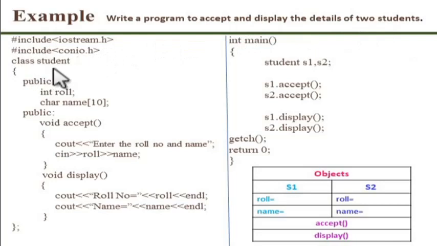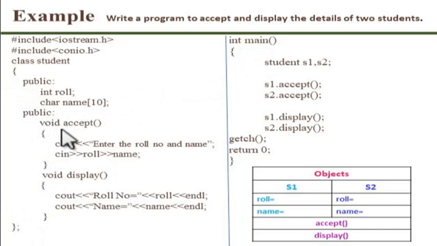Here the class name is student. In the public section, two member variables are declared. First one is roll, that is for roll number, and second one is name. Functions are also declared in the public section because these member variables and member functions you have to access outside the class, that is in the main function. That's why they are declared in the public section.